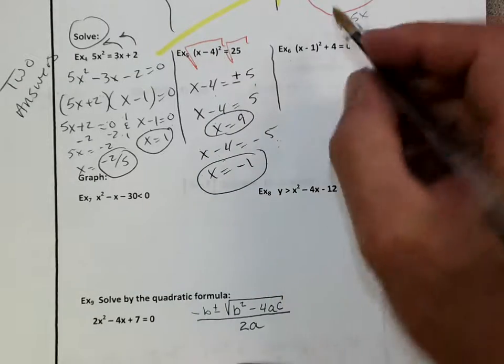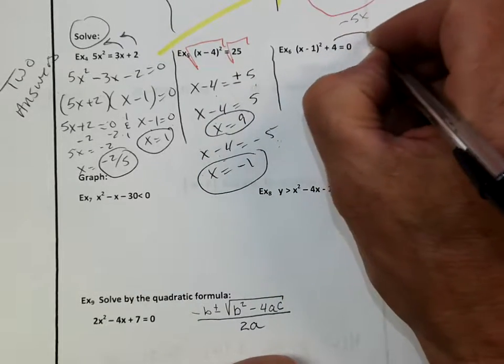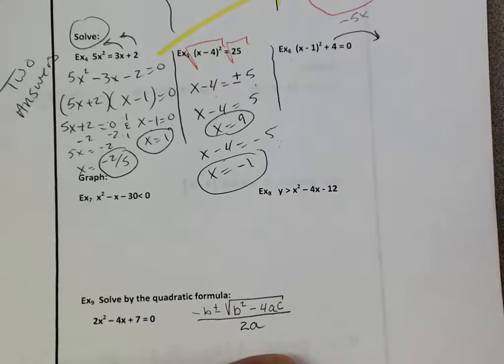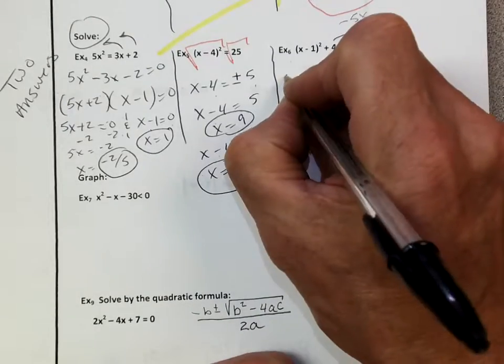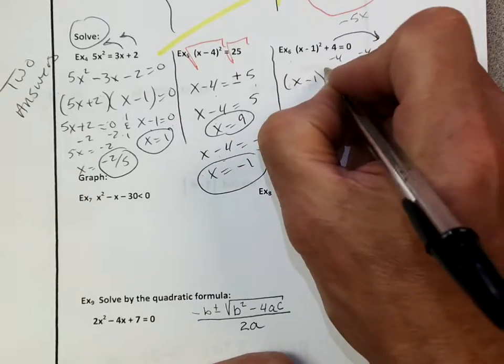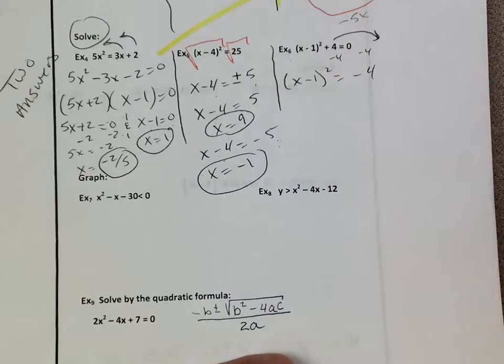Okay, example 6 is a lot like 5. So first of all, let's bring the 4 over. So I have to subtract the 4. So I'll have my x minus 1 squared equals negative 4.